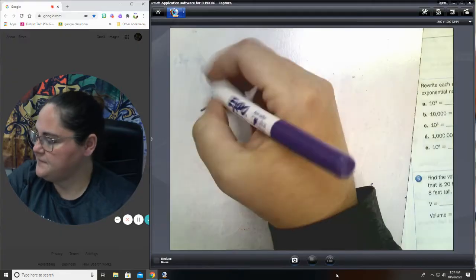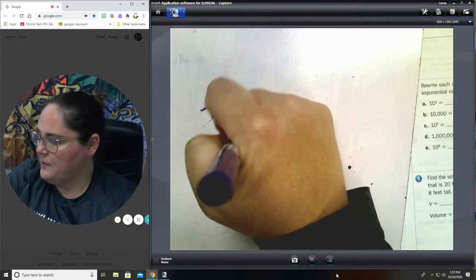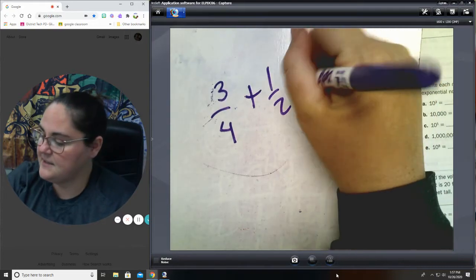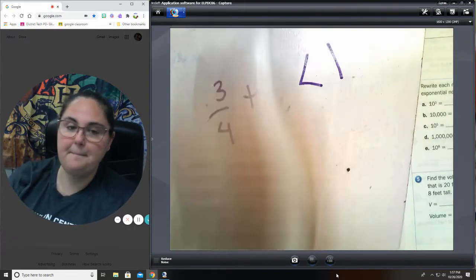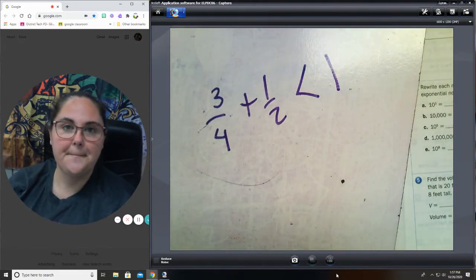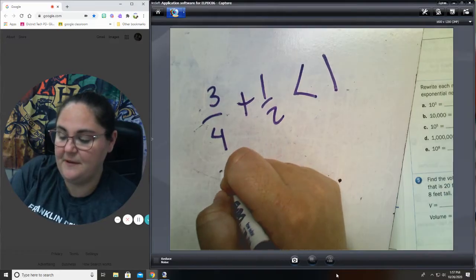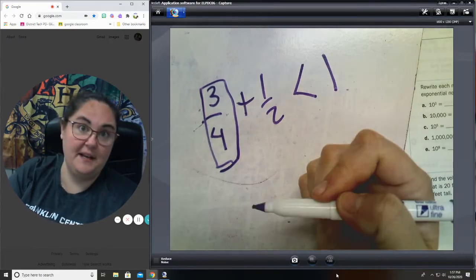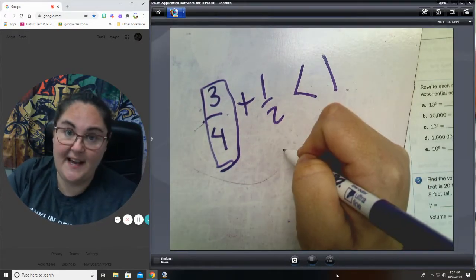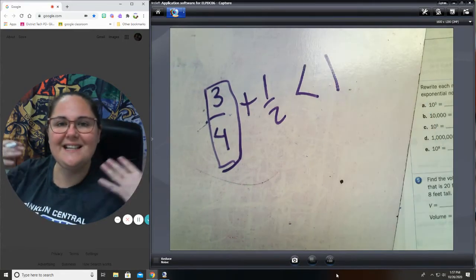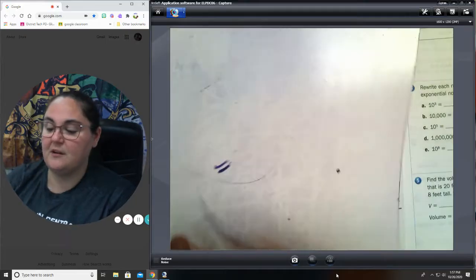Let's try another one. 3/4 plus 1/2 is smaller than 1. What do you think? That is not true. The way that you can think about this is 3/4 is definitely bigger than 1/2. Plus 1/2 is definitely going to be bigger than 1. So this kind of goes hand in hand with what we're doing in our lesson today.